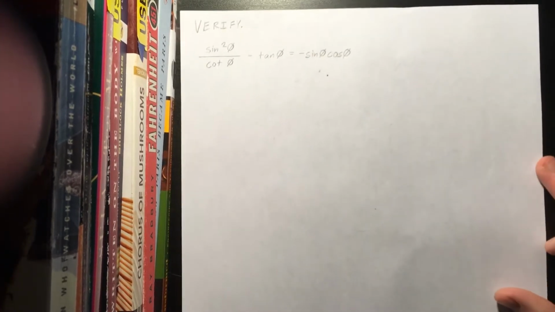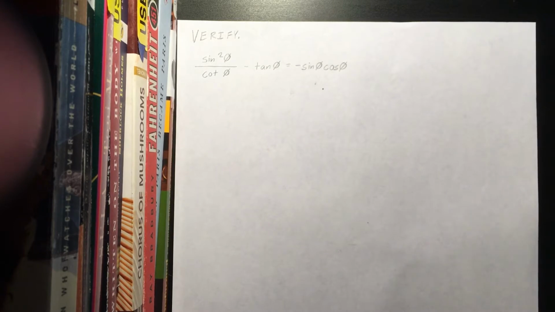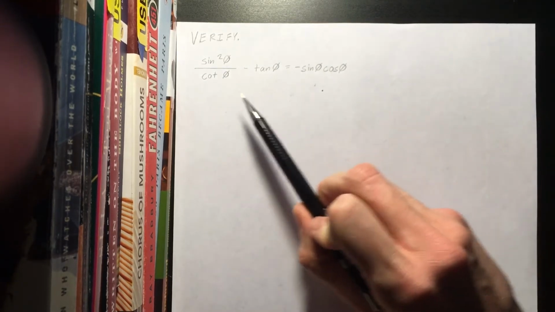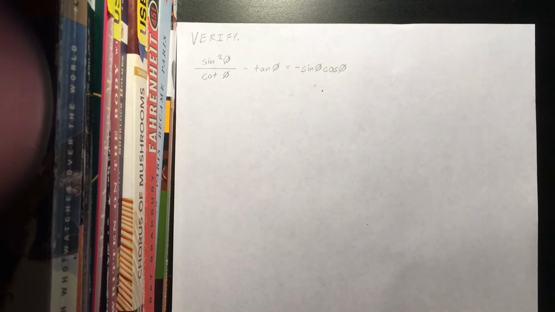Whenever you start out a trig identity like this one that you see here, sine squared theta over cotangent of theta minus tangent of theta equals negative sine theta cosine theta. So basically what we're trying to do is verify that the equation on the left equals the equation on the right. The very first thing I see is you want to get rid of anything to do with tangent, okay? We want to change anything to do with tangent to cosine and sine, okay?